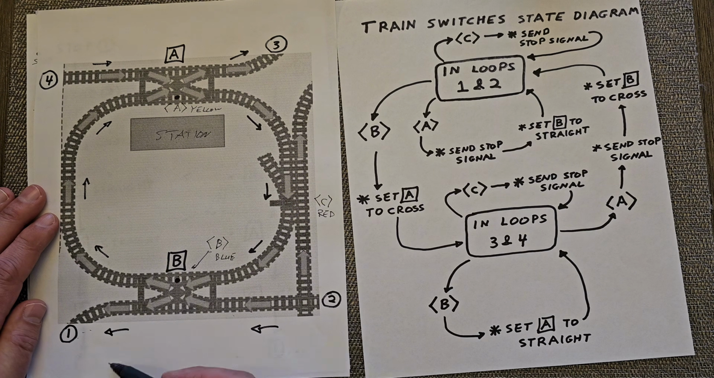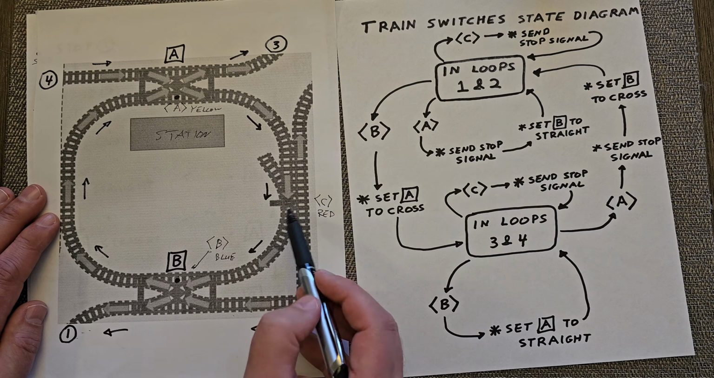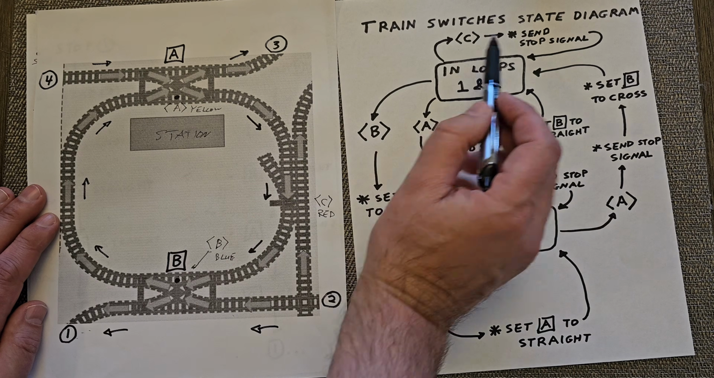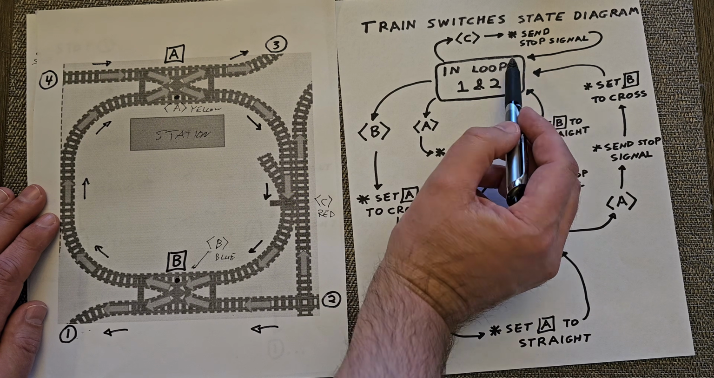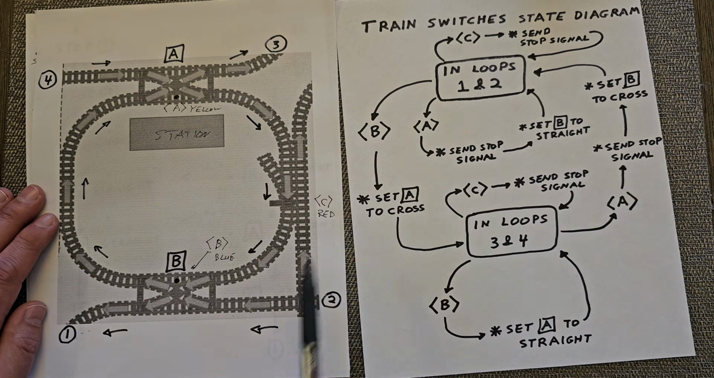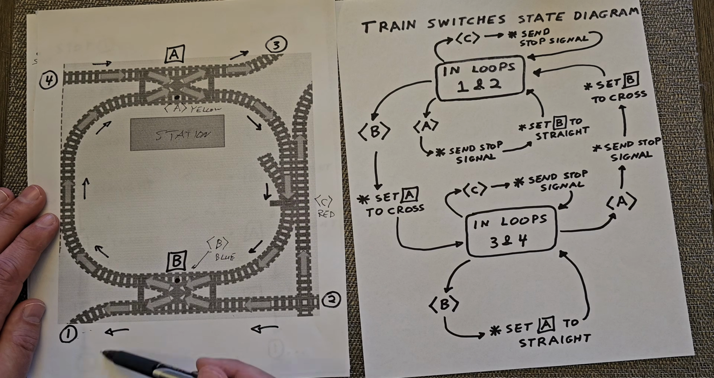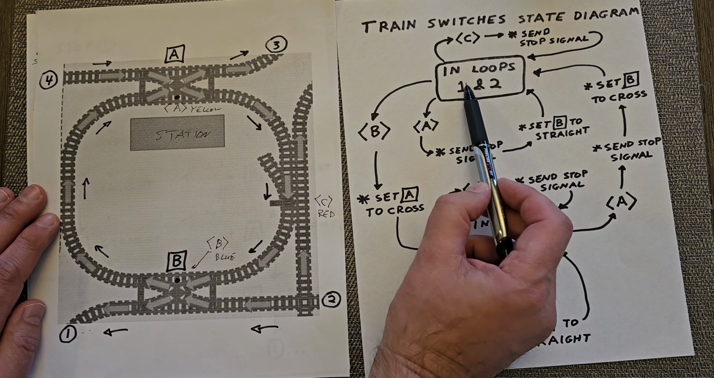So let's say we are in loops 1 and 2, and we sense a C tile, the red tile, at one of the train stations. Then we're going to take the action of sending the stop signal, and then we're going to return to the in loops 1 and 2 state. We're going to stay in that state. And the reason is because you're going to sense a red tile at the train station in loop 1, and you're going to sense another one in loop 2. So you're going to do this multiple times, but you're still in loops 1 and 2.